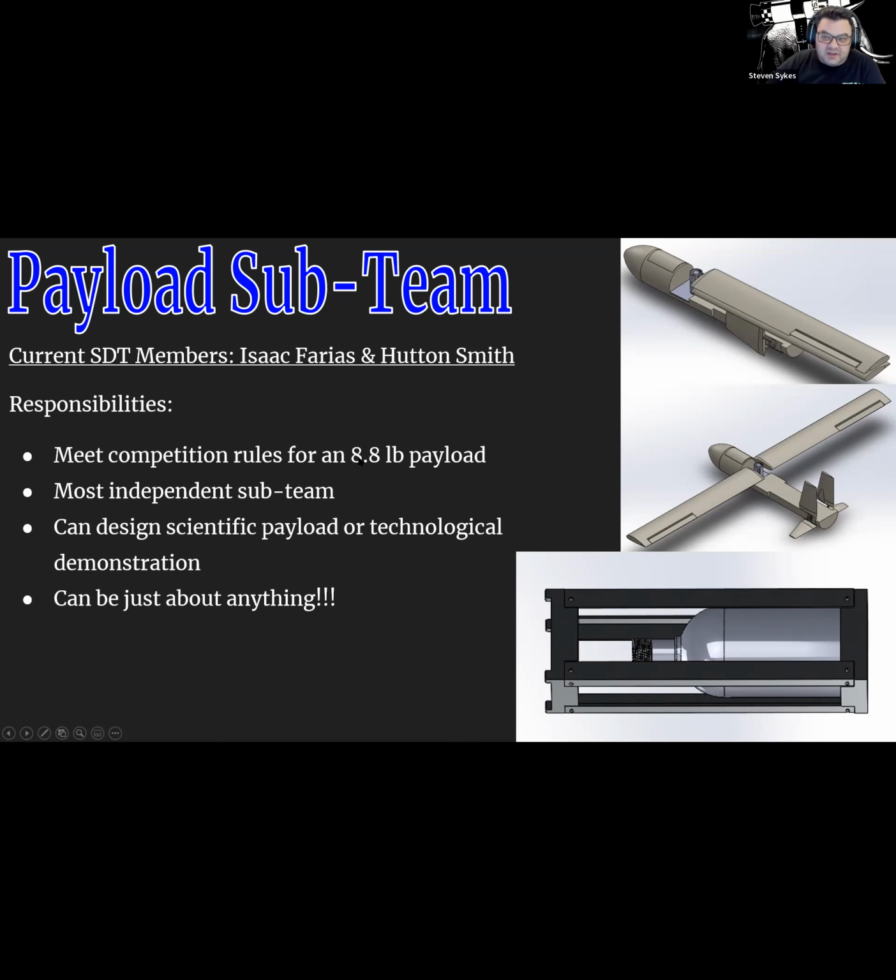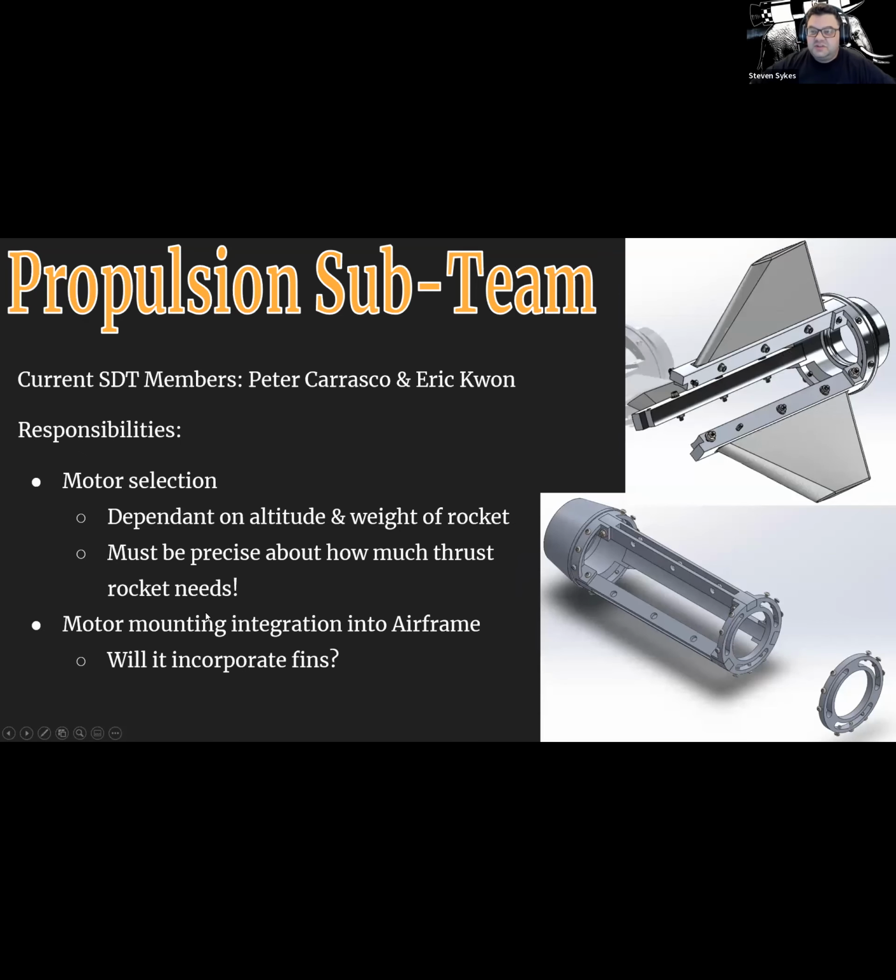It could be also a scientific experiment, so you could go talk to some people at the natural sciences and physics or even biology departments to do that kind of experiment if you want as well. The propulsion sub team is obviously responsible for getting us up to altitude. We're trying to get to 10,000 feet. So this sub team had to design a way to hold the motor in the airframe so that it doesn't blast through and destroy your rocket.